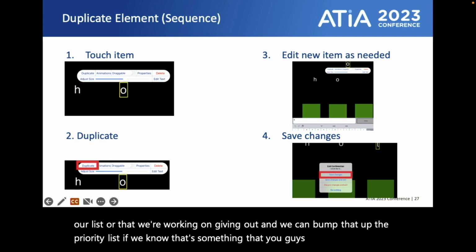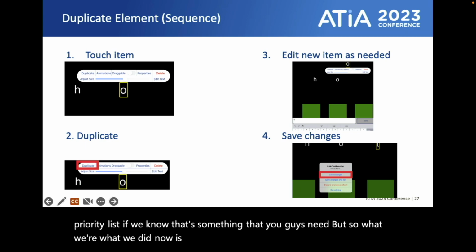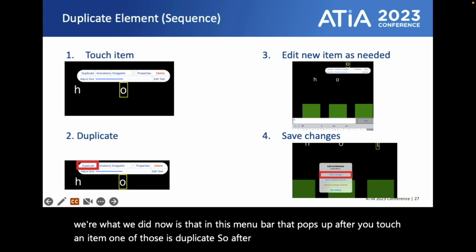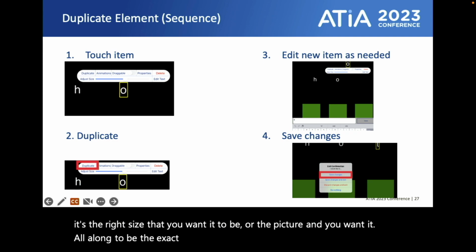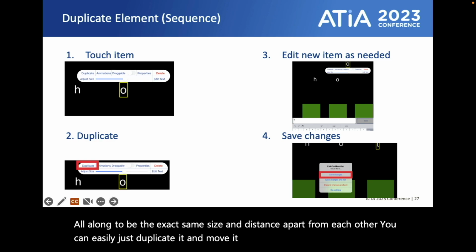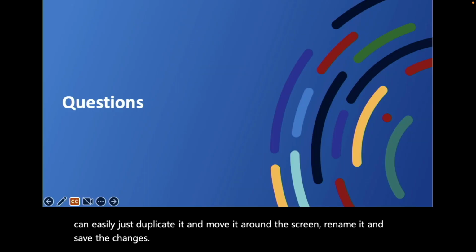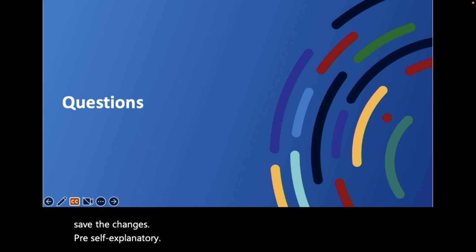But so what we did now is that in this menu bar that pops up after you touch an item, one of those is duplicate. So after you create the letter and it's the right size that you want it to be, or the picture and you want all of them to be the exact same size and distance apart from each other, you can easily just duplicate it and move it around on the screen, rename it, and save the changes. Pretty self-explanatory.